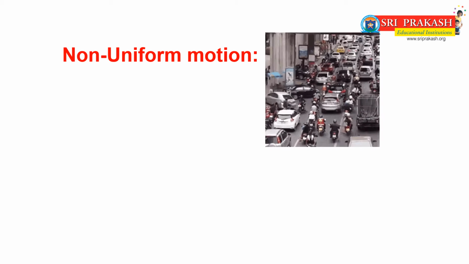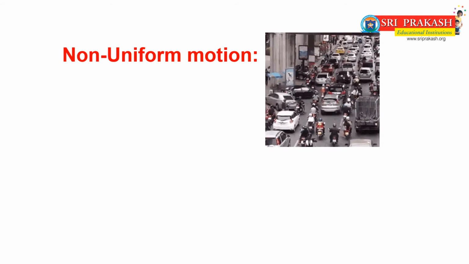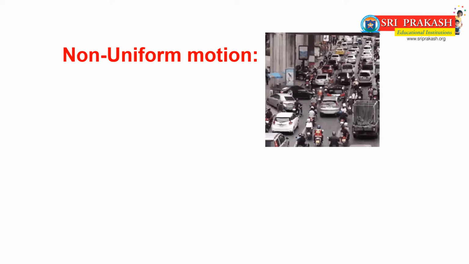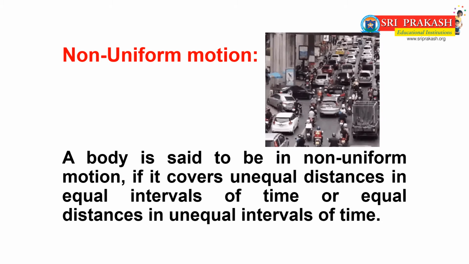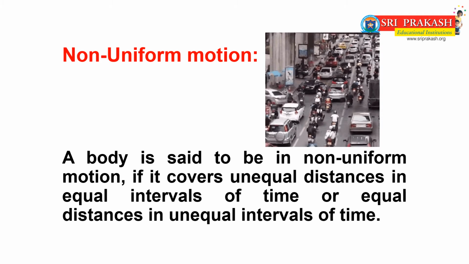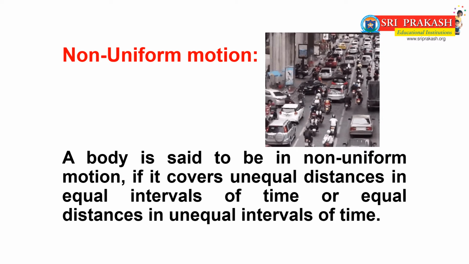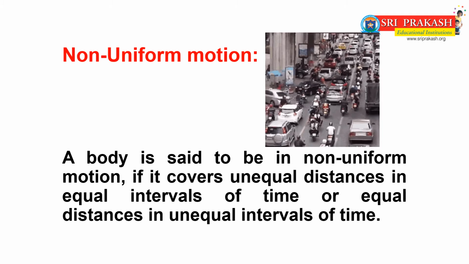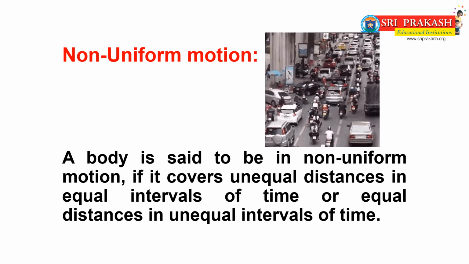Non-uniform motion. In our daily life, we come across this situation where in traffic vehicles move helter-skelter in different directions with different speeds. A body is said to be in non-uniform motion if it covers unequal distances in equal intervals of time or equal distances in unequal intervals of time.